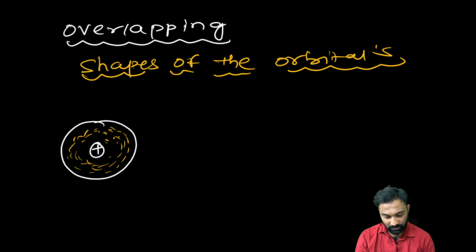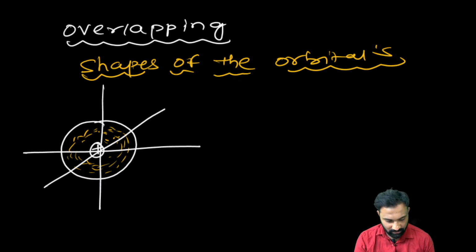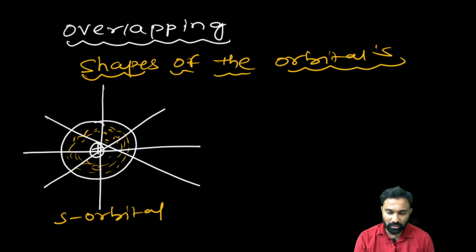Right? Now, here, we can find the electron in this direction, in this direction, in this direction, in this direction. In the s orbital, we are getting the electrons in all the directions, right? So the s orbital is non-directional in nature.